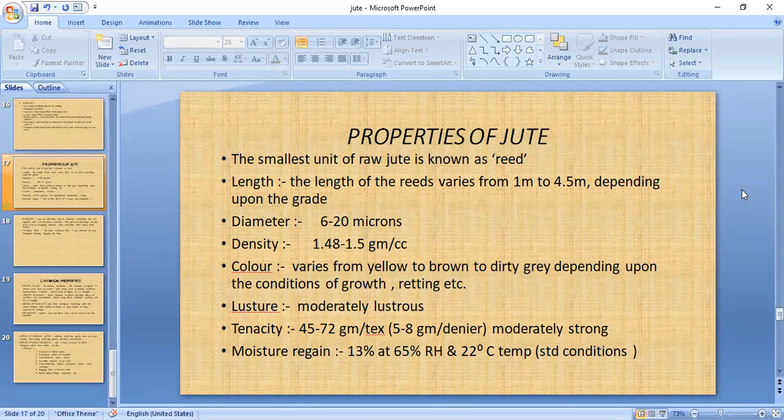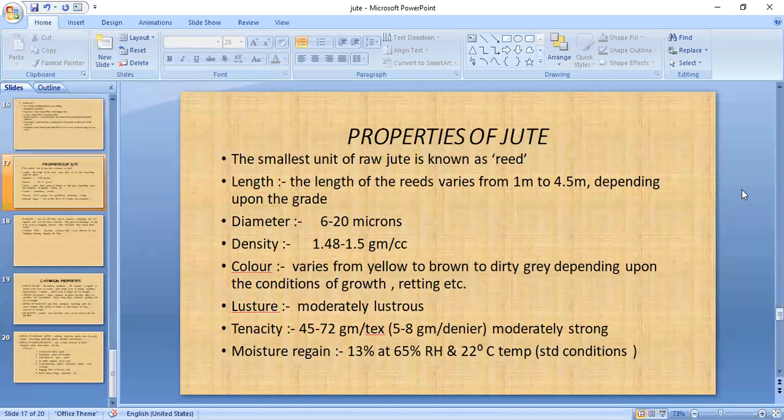The length of the reeds or the length of jute fibers varies from 1 meter to 4.5 meter, means they are very high in length. It is not in centimeter or mm, it is measured in meter, and it varies between 1 meter to 4.5 meter depending upon the grade. Diameter varies between 6 to 20 microns. Density already we have taken, it varies between 1.48 to 1.5 grams per cubic centimeter.